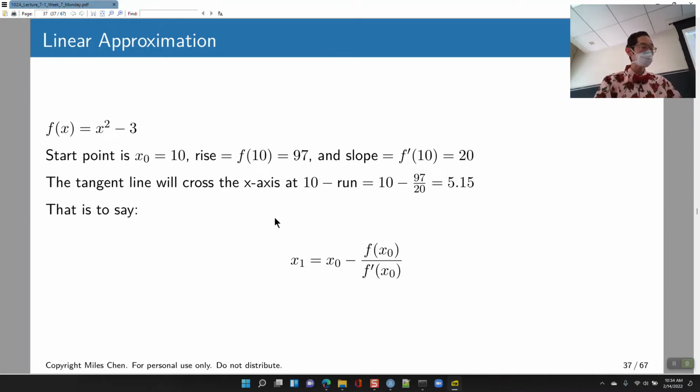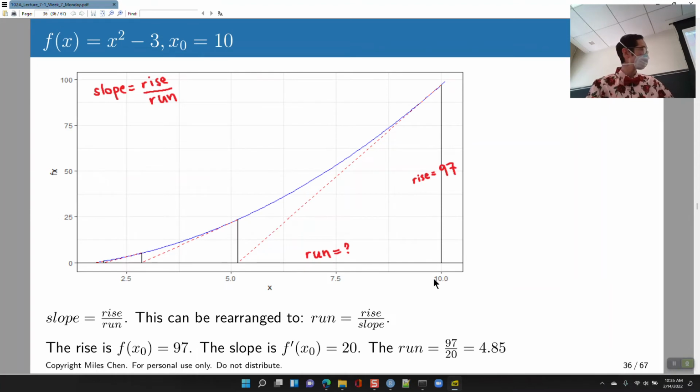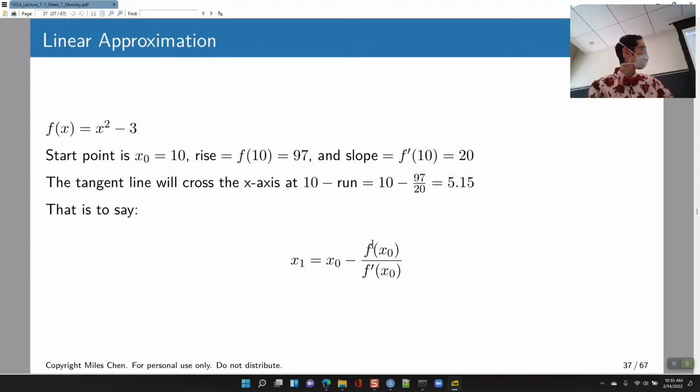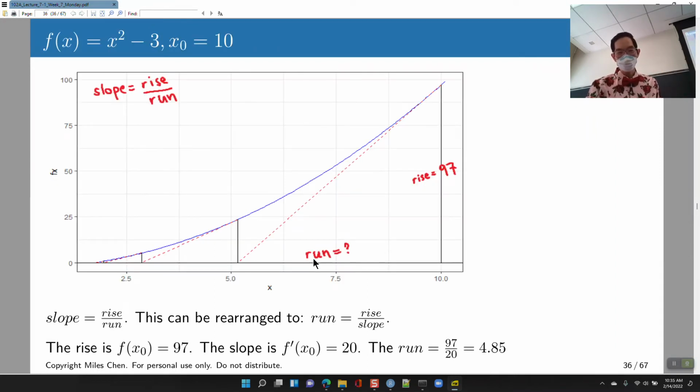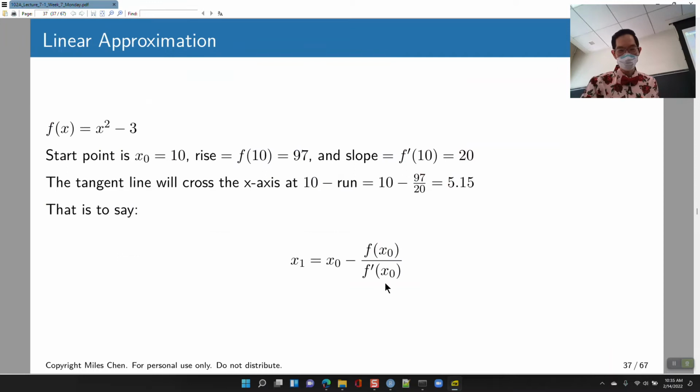So this can be found as you take your current value x0, which right now is 10, and then we subtract off the rise, which is f of x0 divided by the slope, and this is going to be the quantity of the quote run as far as your traditional definition of the slope. So you have f of x0 divided by f prime of x0. And this is going to be your next value, the value at your next iteration x1.